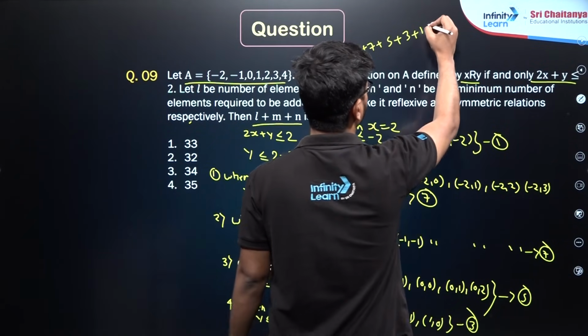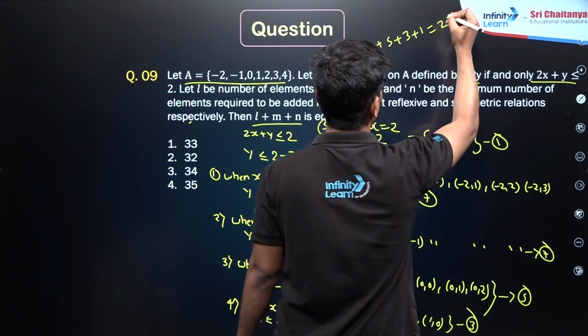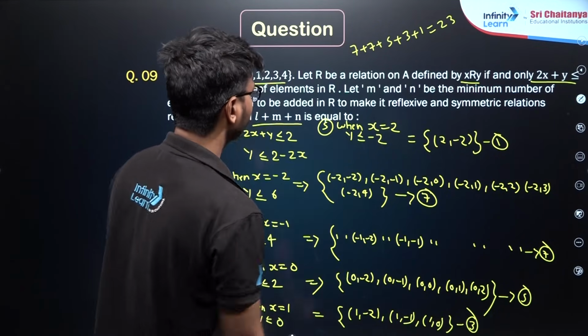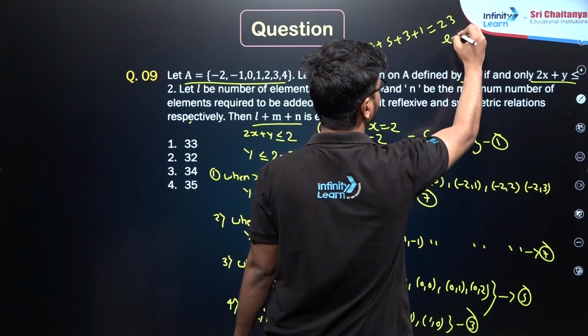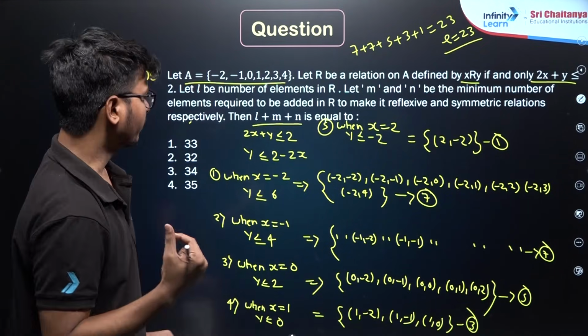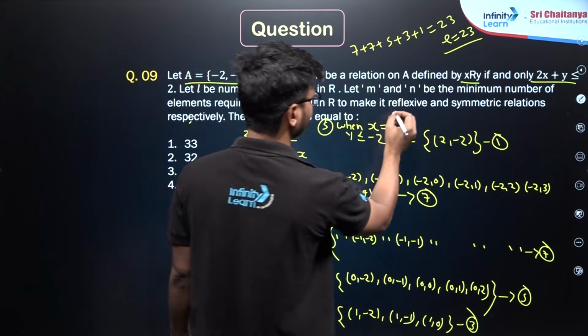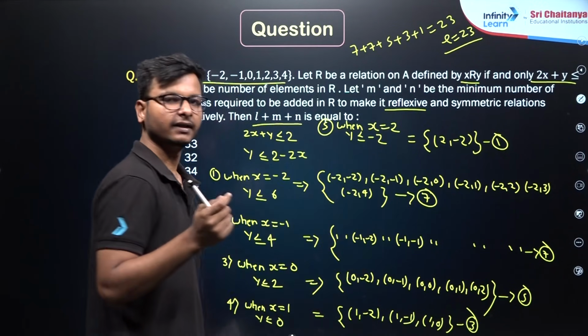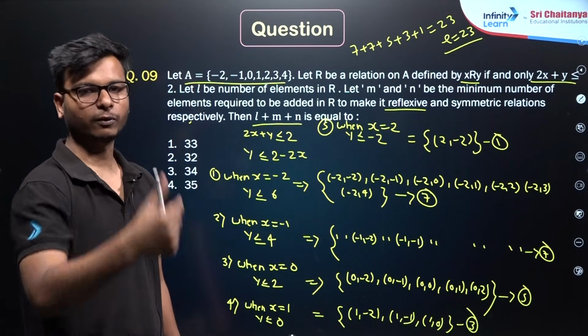To total 23, okay? Now if you observe, the value of L is going to be 23. Now I want to find M and N. So what is M? To make it reflexive, correct? Reflexive means if (A, A) belongs to the relation.